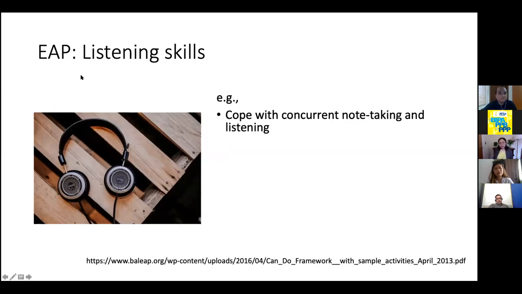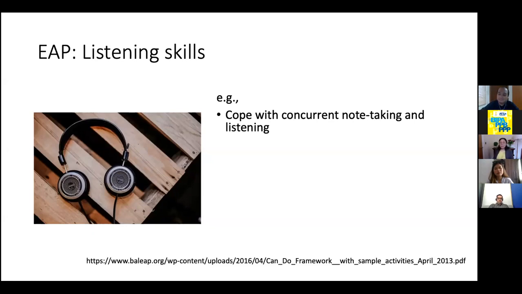students, especially in postgraduate course or program, to be able to cope with concurrent note-taking and listening. Yes, you have to do these two things at the same time. It might be quite challenging if you're not used to doing these two things simultaneously.